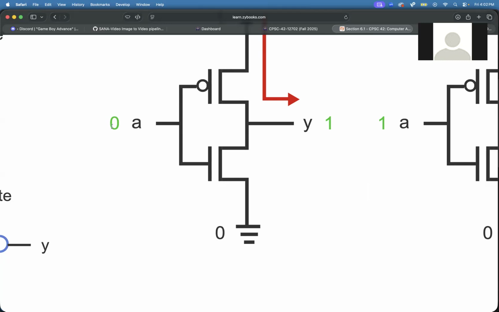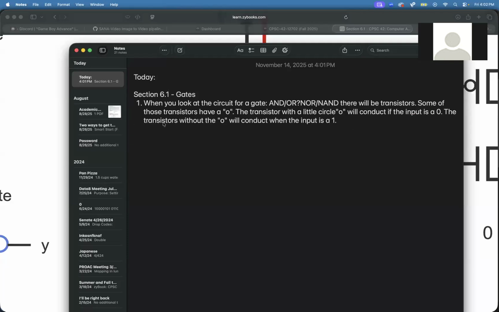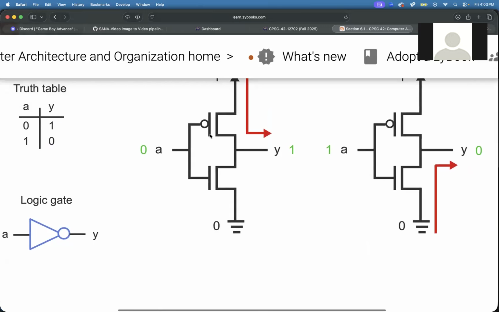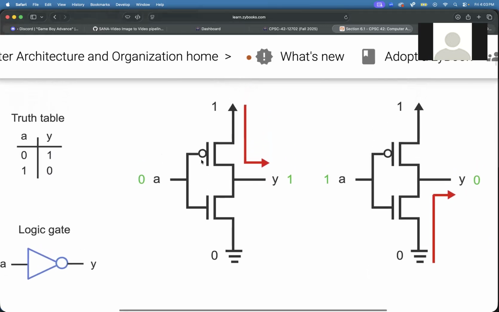Then because the input is 0, the one without the circle does not conduct, because we said the transistor without the circle will conduct when the input is a 1. So which one conducts here is the question. If you know which one conducts, you'll know whether a 1 makes it through to the output, or whether the 0 makes it to the output. So you have a high voltage, a low voltage, and then the input.